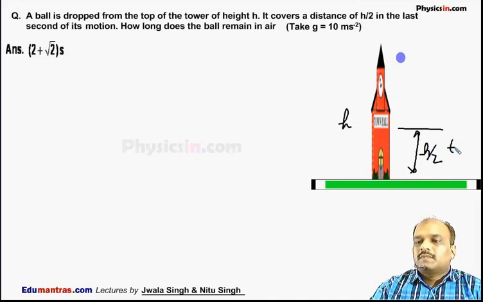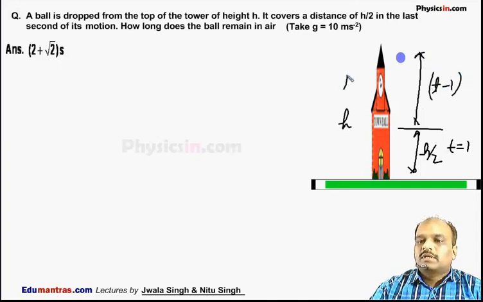This time is 1 second. And this time is t minus 1 second. We are assuming the total time is t. So this height is also h by 2, which is given in the expression. How long the ball is in air? We have to calculate this time.